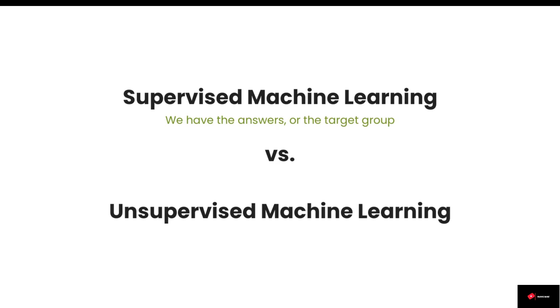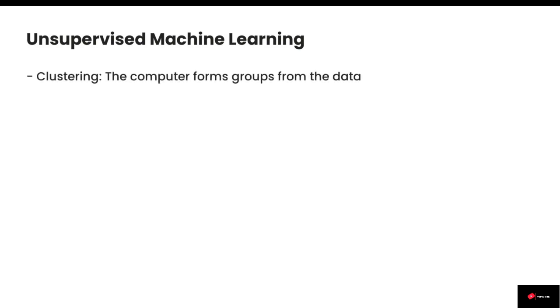After training, when the computer sees a new observation, it is capable of classifying it into one of the groups or species. On the other hand, in unsupervised machine learning, we don't have answers. We just give the computer a bunch of data, and what does the computer do with it? Well, one of the things the computer can do in unsupervised machine learning is clustering. Here, the computer creates groups with the data.